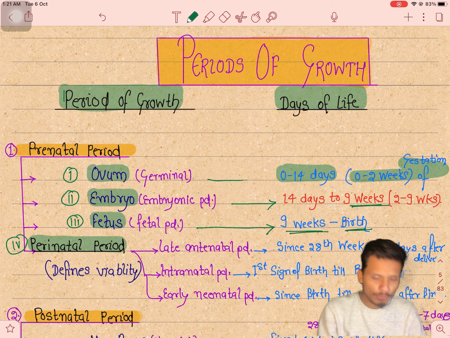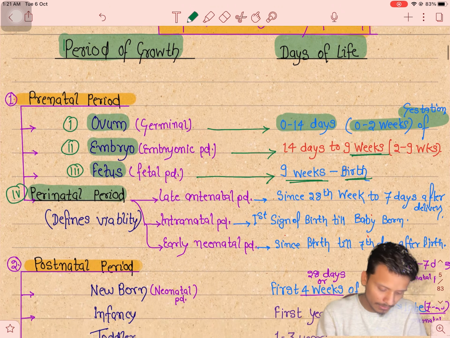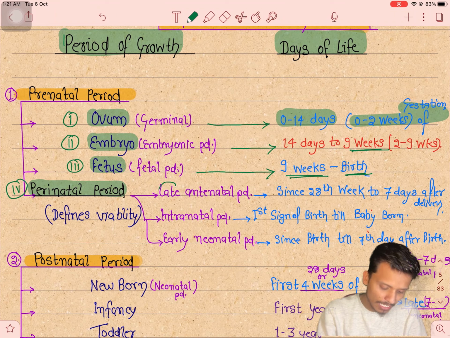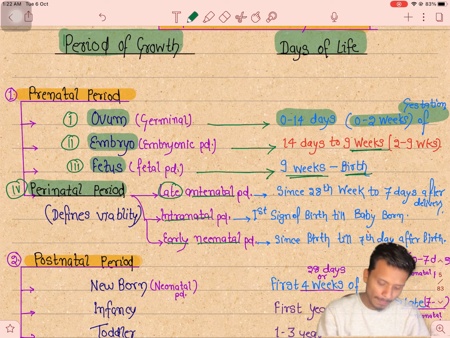Now we are going to see what is happening during the perinatal condition. It is divided into three: the late antenatal period, next the intranatal period, and the last one is the early neonatal period. Neonatal basically represents the newborn condition of the baby. So what is the classification of a newborn baby? Let's start our topic. The perinatal period runs from the 28th week to 7 days after the delivery.